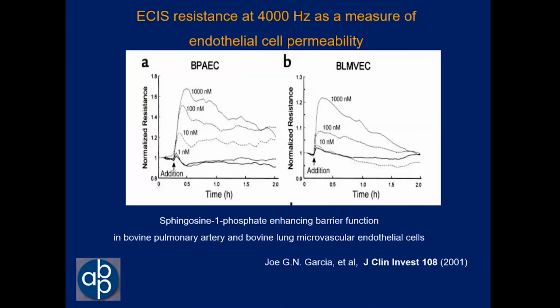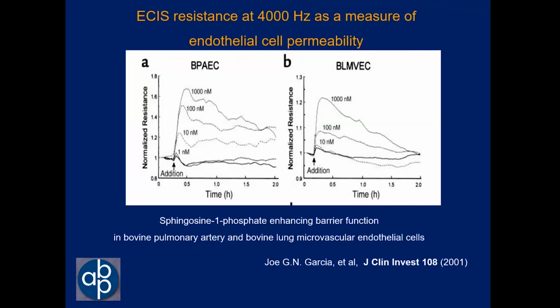A lot of this early work was done by either Skip Garcia or Asrar Malik, who is in Chicago. Here we're looking at some early data from Skip Garcia's lab where he showed that sphingosine 1-phosphate can enhance the barrier function of these different microvascular endothelial cells that are seen here. We're looking at the dose response. The addition of the compound is to a confluent layer. The resistance has been divided by its starting value, and so that's referred to as normalized resistance.